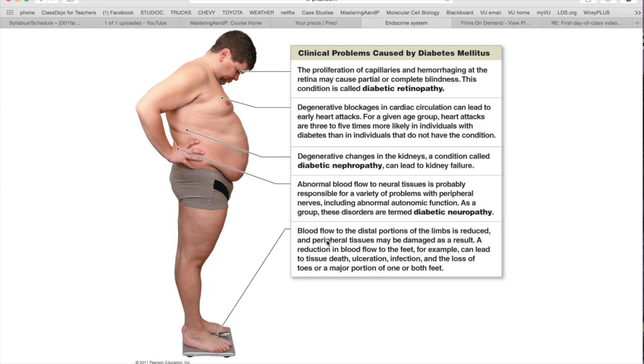A common problem is when blood flow to the feet or the toes is reduced. This can lead to tissue death, ulceration, infection, and these people may have to have toes or a foot amputated.